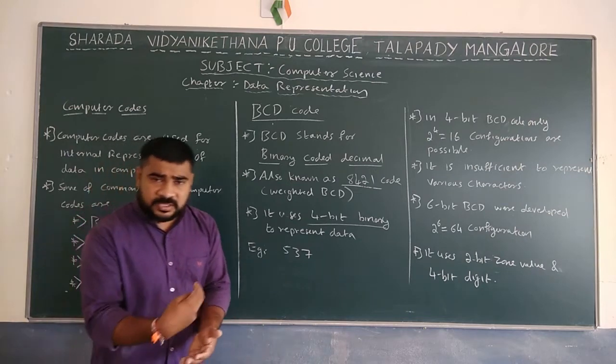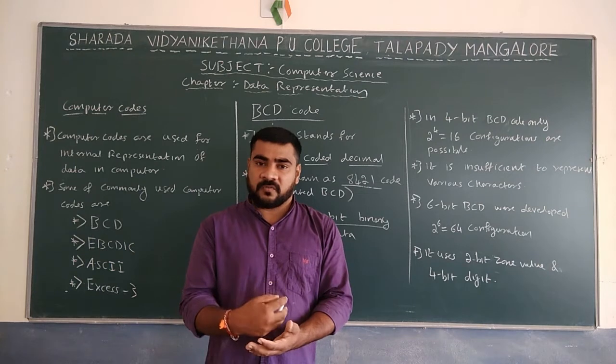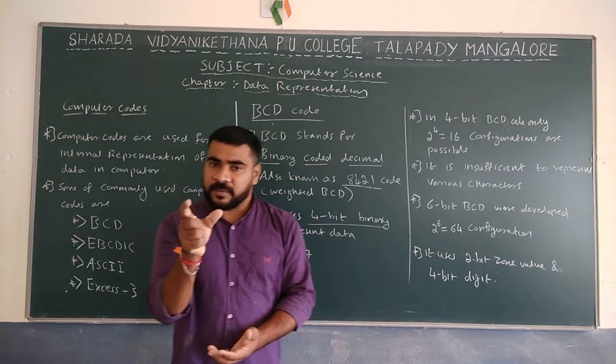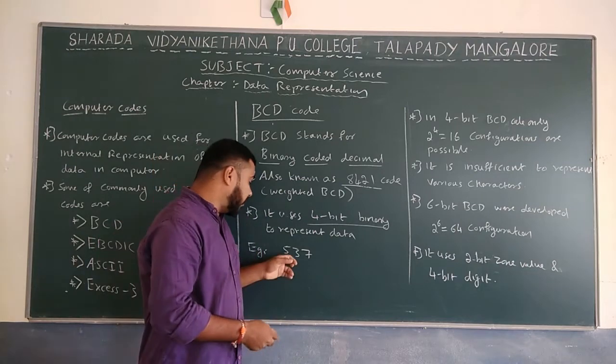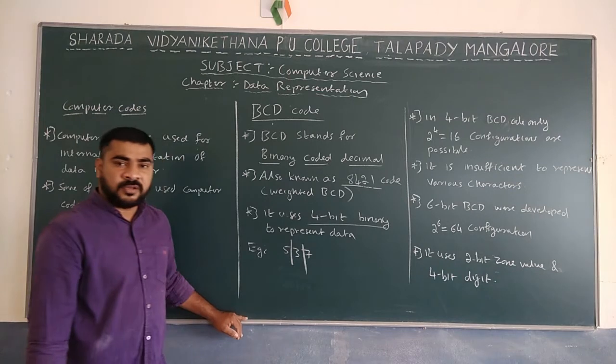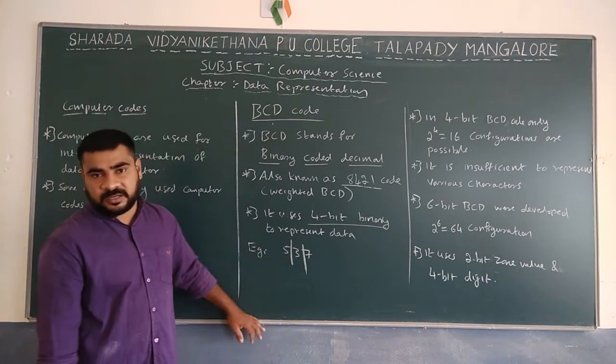So you have to change that decimal into binary format, by the dividing method, and make it 4-bit. In this case, you take 5, 3, and 7 separately, not 537 together. We have to convert 5 separately, 3 separately, and 7 separately.